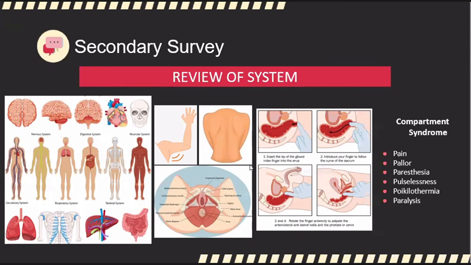Ito, compartment syndrome. The patient may present with pain, pallor, paresthesia, pulselessness, poikilothermia, and paralysis. So yung nangyayari dito, there's increased pressure sa isang muscle compartment. So yung cause ng increased pressure possible from your inflammation or edema, secondary to electrical injury. So it causes edema sa muscle, pwede blood, accumulation of blood, pwede vascular injury.